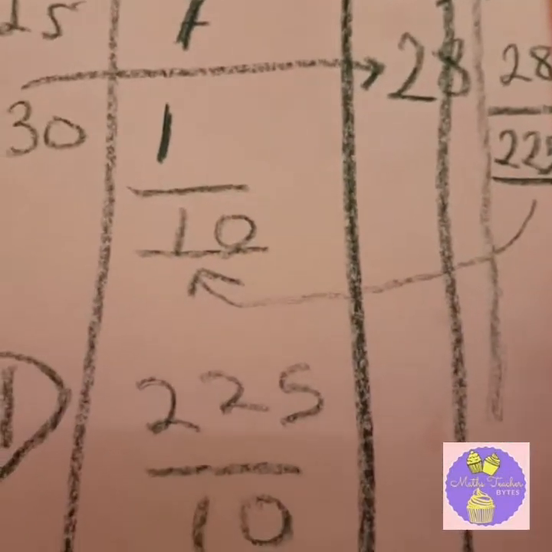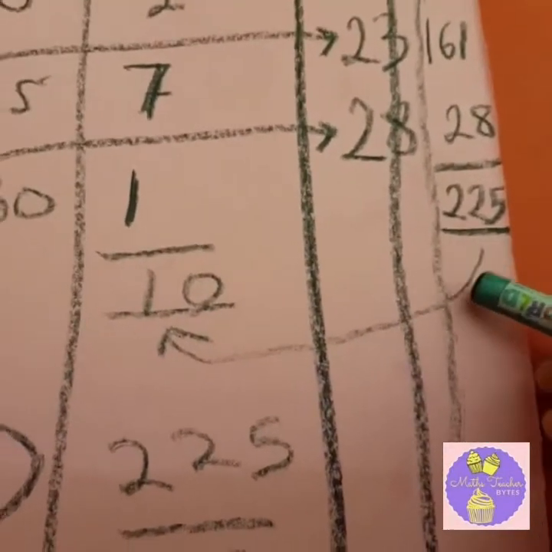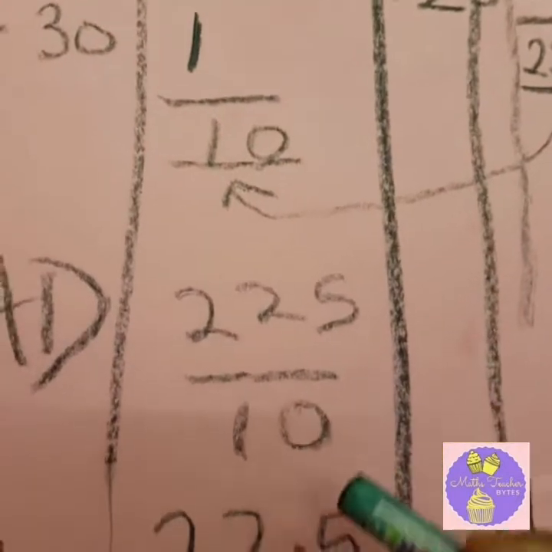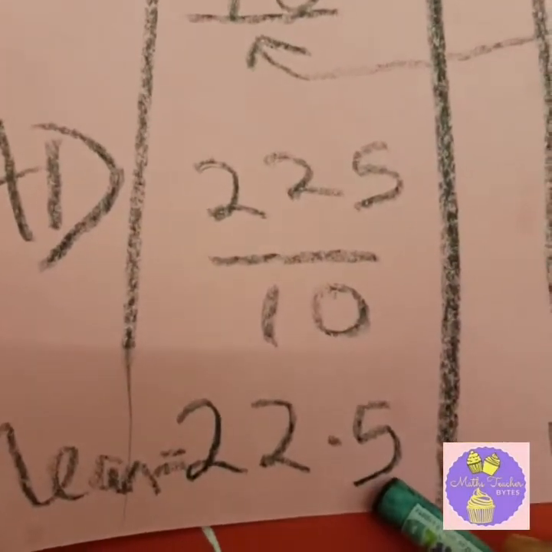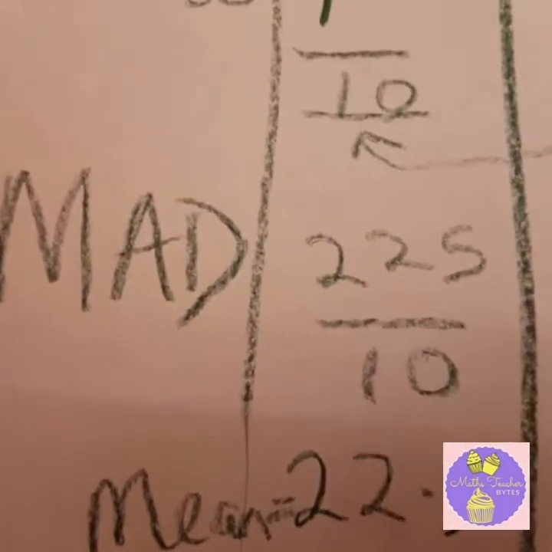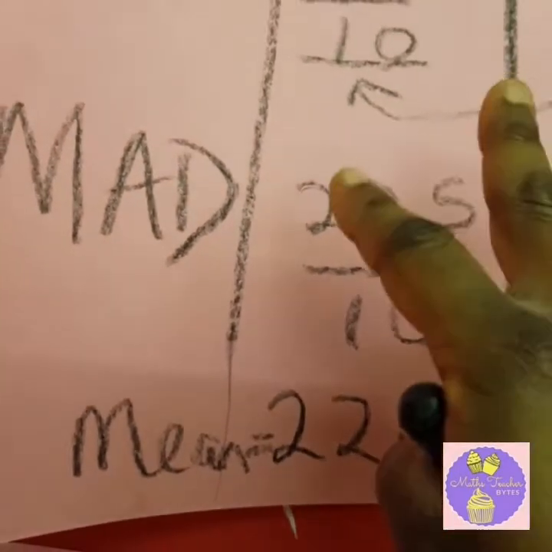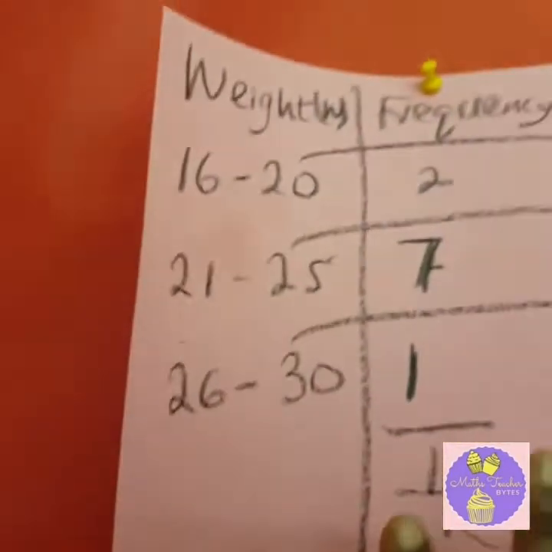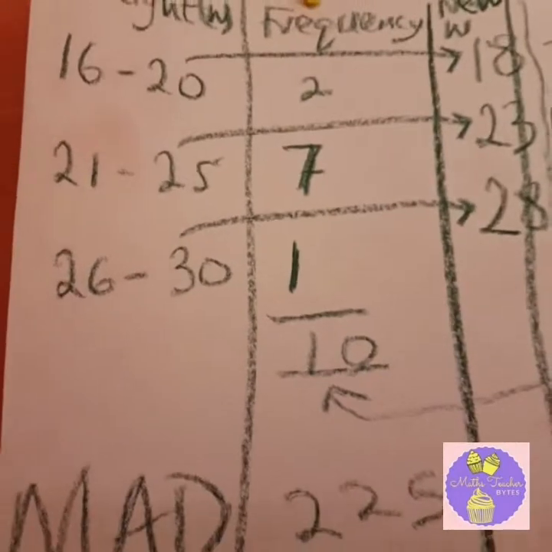Now the D is divide backwards. So we're going to do 225 divided by 10, which gives us 22.5. And that is the estimate of the mean. I use the word estimate of the mean for this group frequency table because it's a group frequency table.